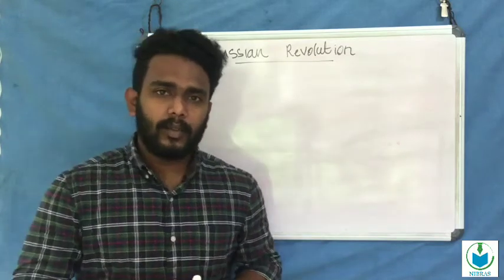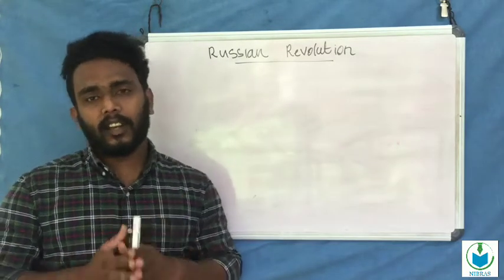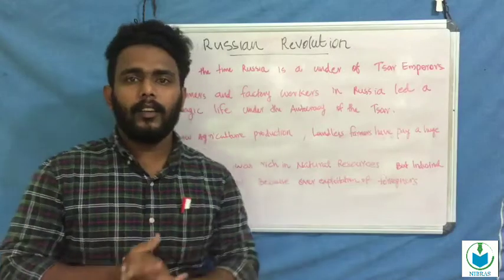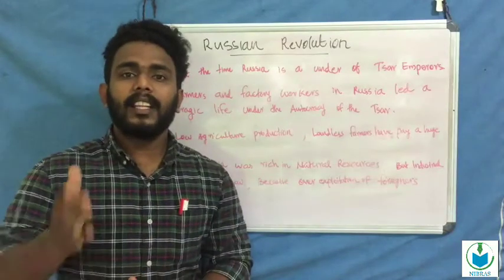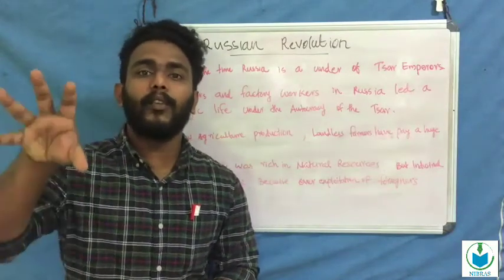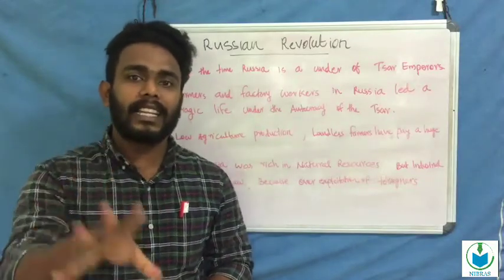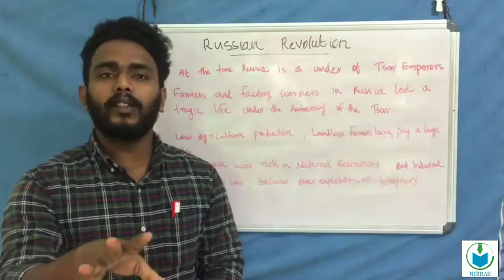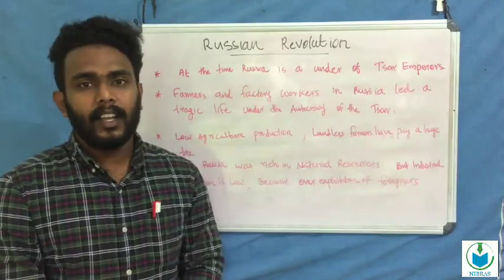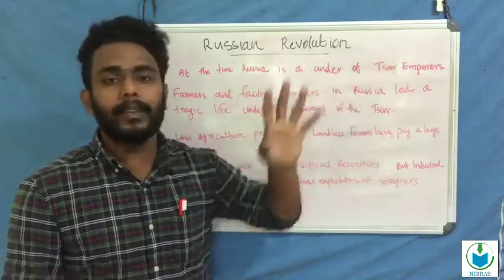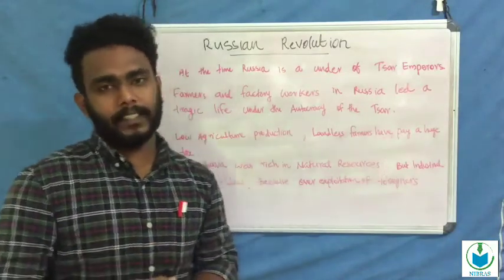Now we are going to discuss the background of the Russian Revolution. At that time Russia was under autocratic rule. We previously discussed what autocratic rule is. Russia also was under autocratic rulers, the Tsar emperors.